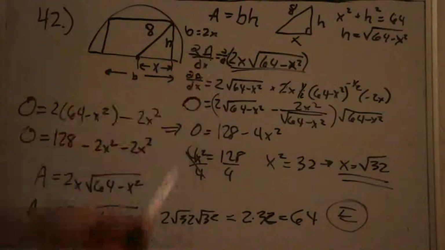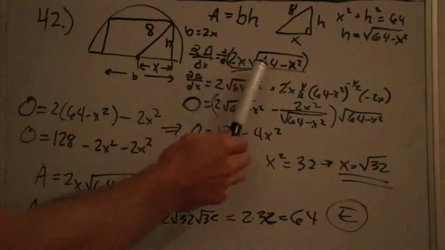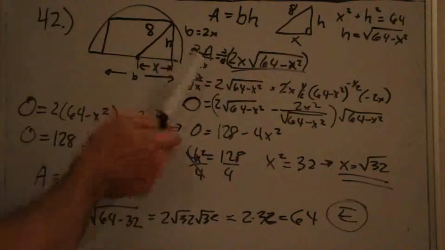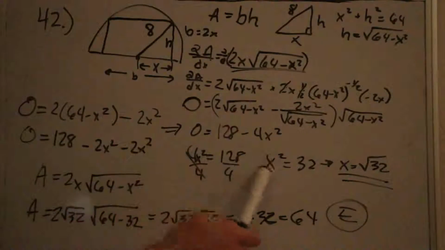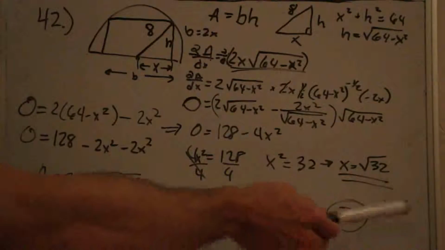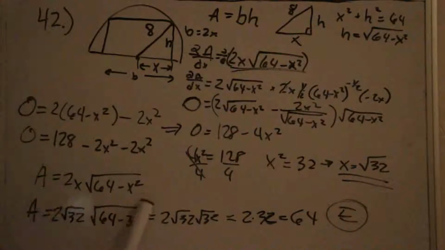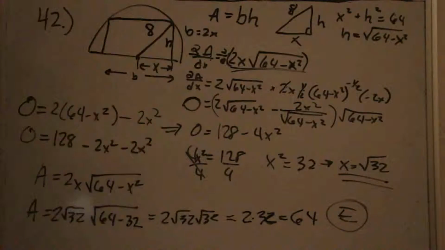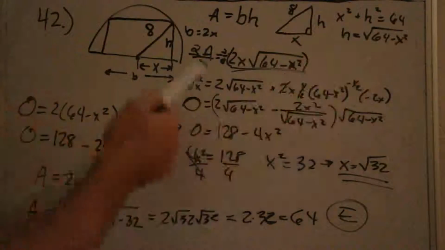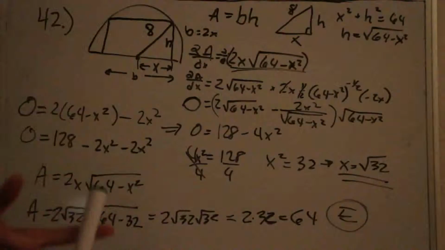So I have my area equation, area equals 2x times radical 64 minus x squared. Take the derivative of both sides, I get this. I set it equal to 0, and I solve for x, and I got x equals radical 32. Once I have x equals radical 32, I plug that back into my area equation right here, and I solve for my area. Because if I solve for x, then it means I solve for b, and because I also have h in terms of x, it means I solve for h. So I found the base of my rectangle, found the height of my rectangle, and therefore I can find the area of the rectangle, which just becomes 64.